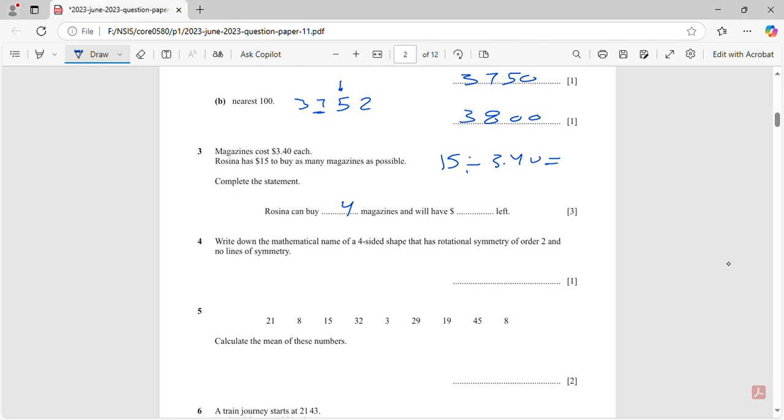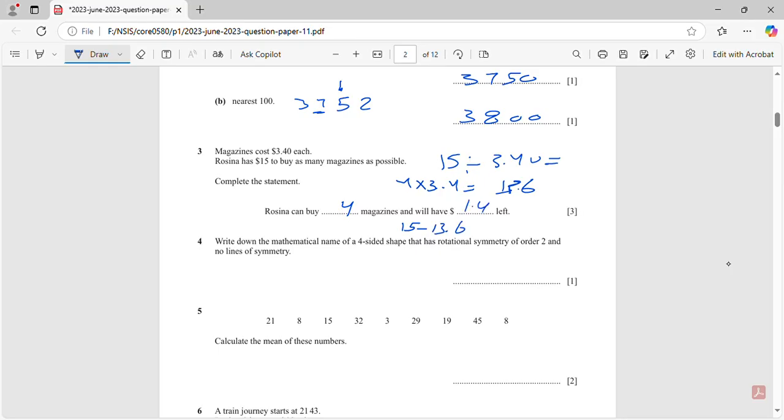Will have how many dollars left? In this situation, to calculate how many dollars are left, I will multiply 4 by 3.4. Okay? 4 times 3.4 equals what? This is 13.6, right? 13.6, so I need to figure out how much is left. It will be 15 minus 13.6 equals 1.4.